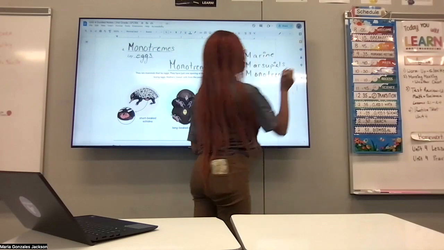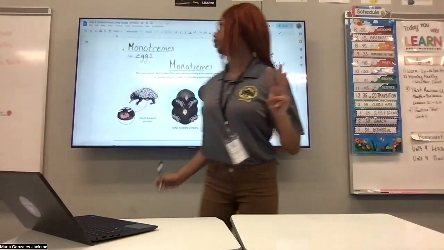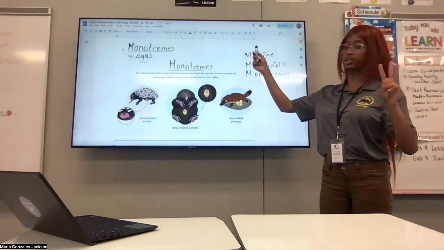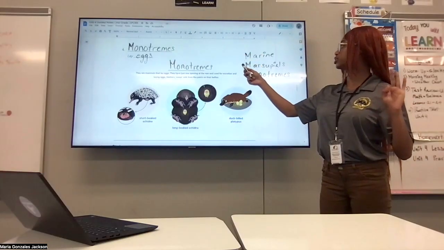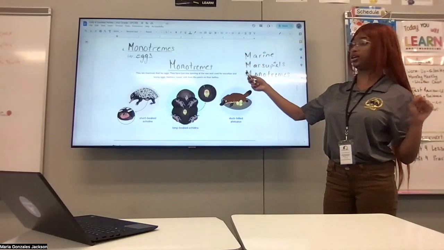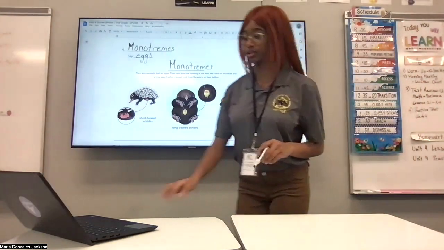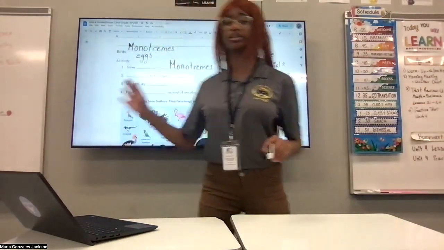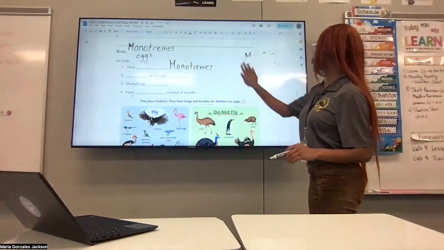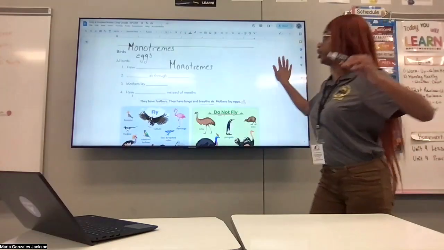Please remember these three M's: your marine animals, which live underwater, your marsupials, which have a pouch, and your monotremes, which lay eggs. Those are very important. Next, we're going to move on from mammals, a completely different category of animals.